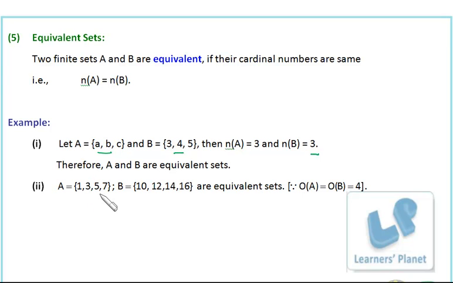Here also, {1, 3, 5, 7} and {12, 14, 16, ...}, here there are 4 elements and here also 4. So both of them are equivalent sets and their cardinal number is 4.